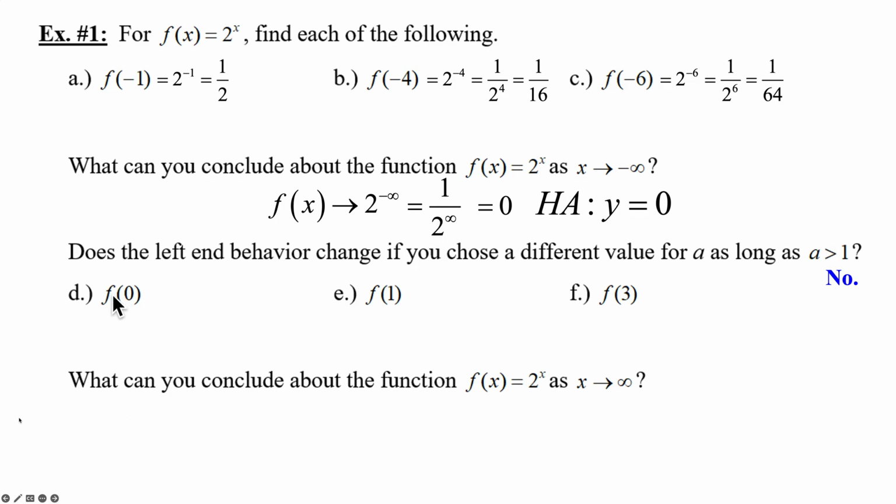What if we have positive exponents? Well, f of 0, 2 to the 0 is 1. f of 1, 2 to the 1 is 2. f of 3, 2 cubed is 8. Now it appears that my numbers are getting bigger and bigger and bigger. So what can we conclude about f of x equals 2 to the x as x goes to infinity? Our y's are going to go to infinity.